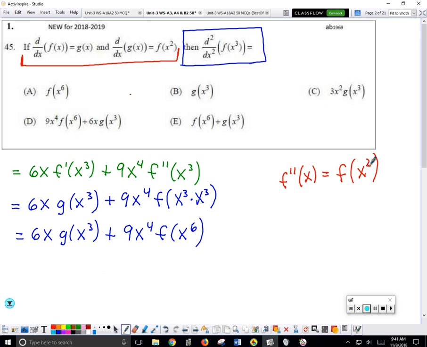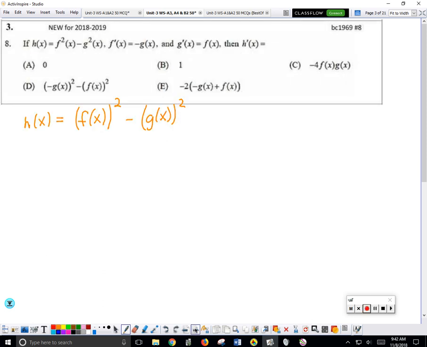Okay, next one. Look at number 3, please. You're going to try and see if you can get number 3 on your own, but I wanted to show one thing that people often don't understand. They say that h of x is equal to f squared of x minus g squared of x. A lot of people don't realize that means this. So this is h. And then you're supposed to find h prime. I'll let you try and do that on your own, but I wanted to make sure you understood the first step. Question?